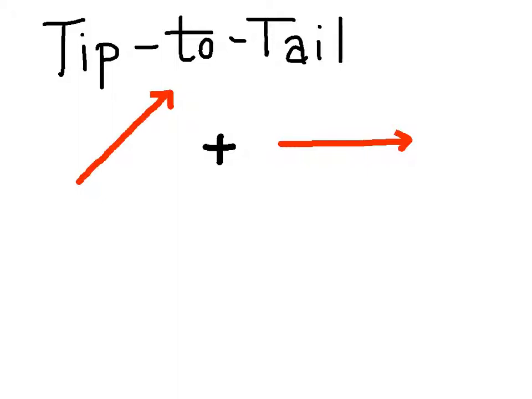Okay, when you're adding vectors, there are two primary ways that you can do that. The first of those methods is called tip to tail, where we are going to call the arrowhead the tip and the part that doesn't have an arrowhead the tail.